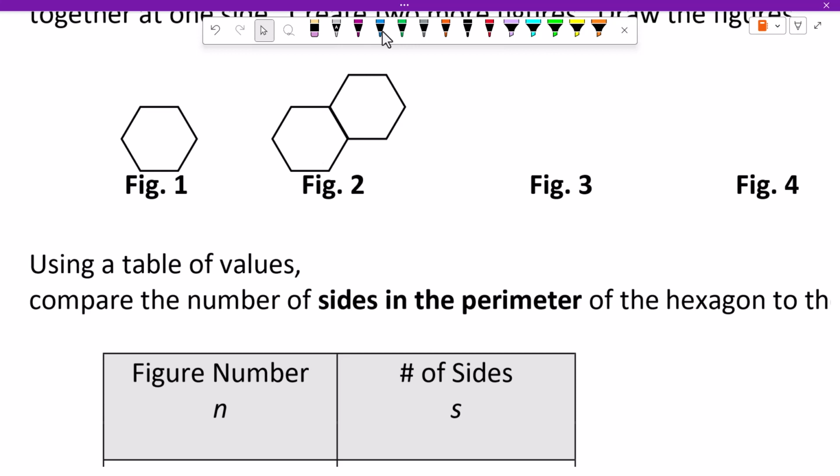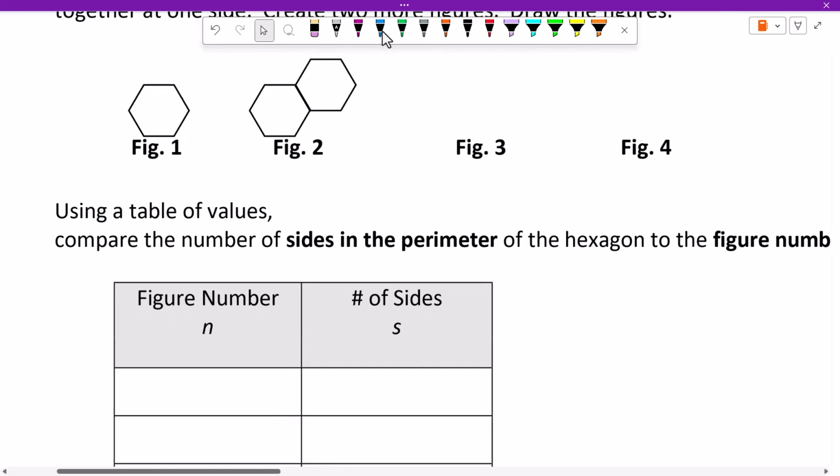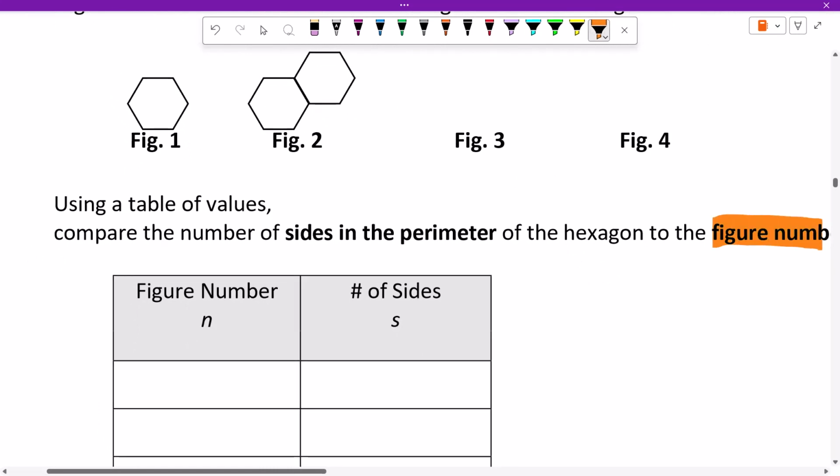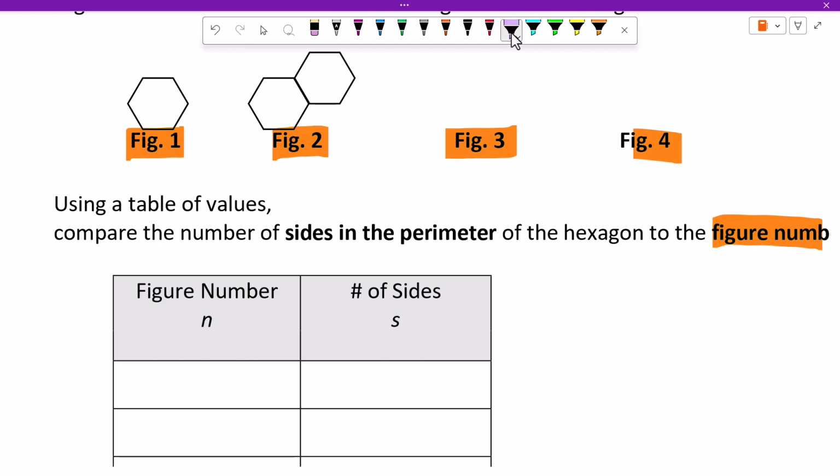Because sometimes the question will ask you to come up with a pattern of, hey, how many shapes are there? Or it may ask you a pattern of how many sides there are. Or it may ask you for perimeter. It depends on what they're asking you to count. So just don't assume. So in this question, it asks us to find a relationship between the figure number, so which diagram it is, figure 1, figure 2, figure 3, figure 4, and how many sides are in the perimeter. Okay? So we're going to make a table, and that's going to help us create the equation.